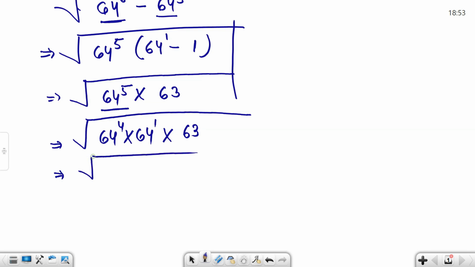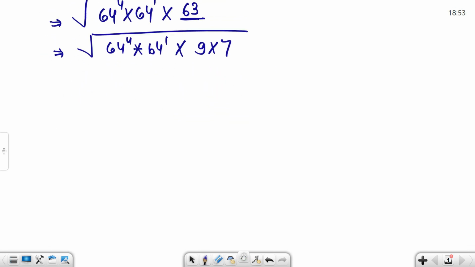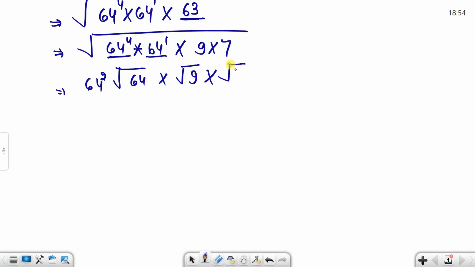Let's write further under root: 64 to the power of 4 multiplied by 64, and we'll write 63 as 9 times 7. If we take 64 to the power of 4 out, then 64 squared will come out. Now, under root 64 times under root 9 times under root 7.